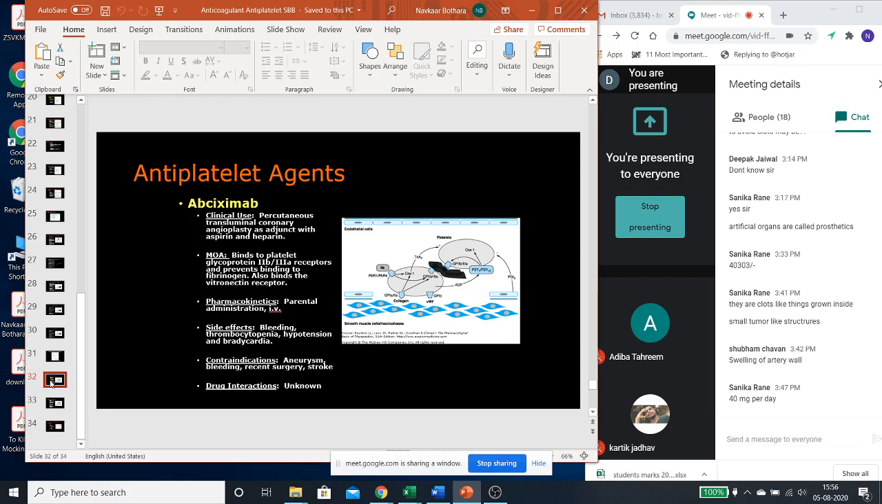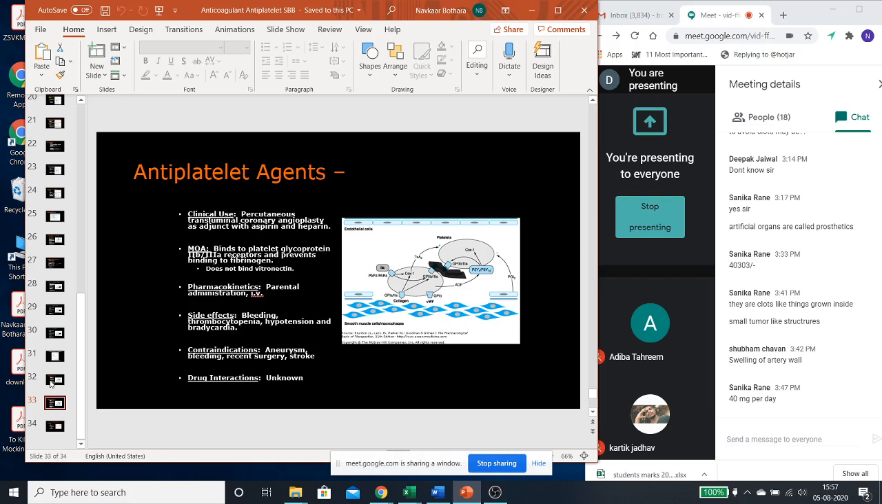The side effects are bleeding, thrombocytopenia, hypotension and bradycardia. It is contraindicated in aneurysms, bleeding, recent surgeries and stroke. Drug interactions are not known, but an important problem is that, being a monoclonal antibody, it is a protein molecule and can have hypersensitivity reactions too.